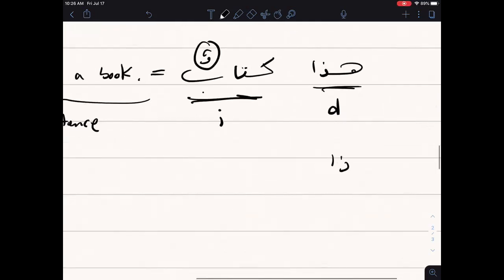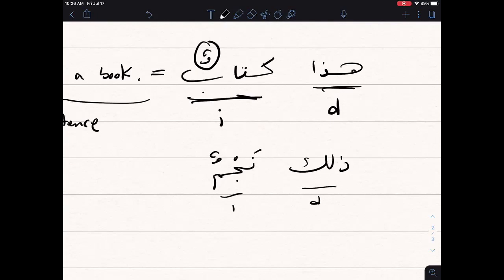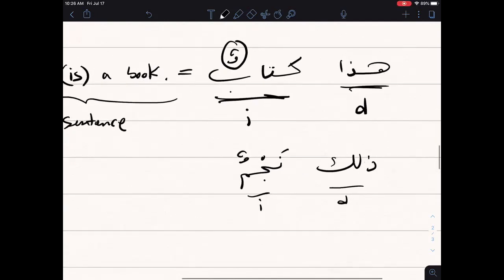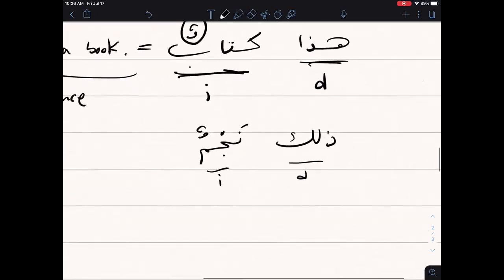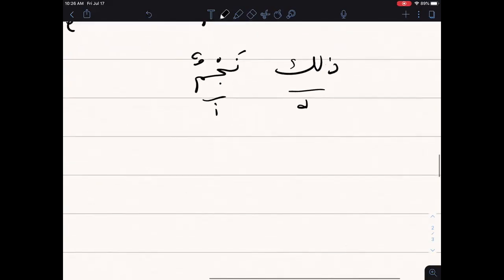Same thing. ذلك نجم. That is, again, definite, indefinite. That is a star. So you see, we've been doing this all along, but we didn't understand. Now we understand. So look what else we can do.